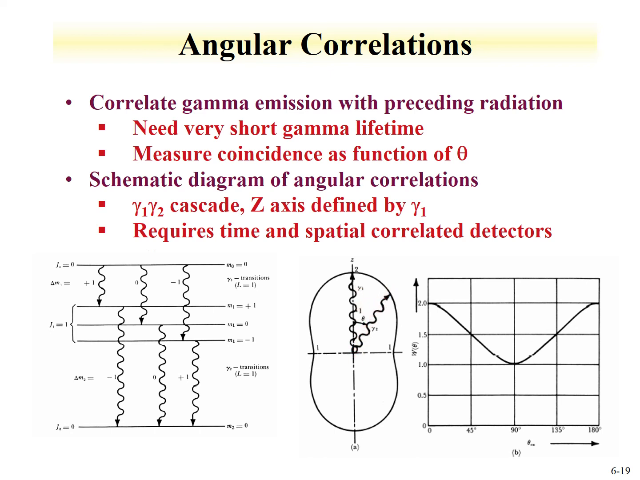The data would look like this. This W theta, which I would get from the previous equation, as a function of angle. So I'd be able to use this correlation to determine the multipolarity of the state of the gamma decay. This requires a cascade, and the z-axis would be defined by the first gamma emission.